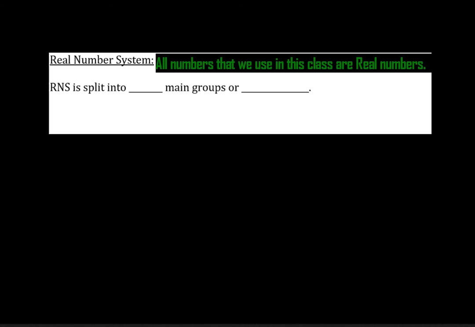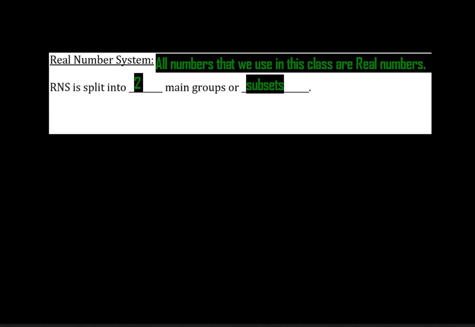So now, underneath of that it says real number system. Any numbers that we talk about this year or in Math 8 are going to be real numbers. And what that means is they're going to be split into two main groups, and what those groups are called are subsets. Maybe I don't know what that word means. What does a subset mean?